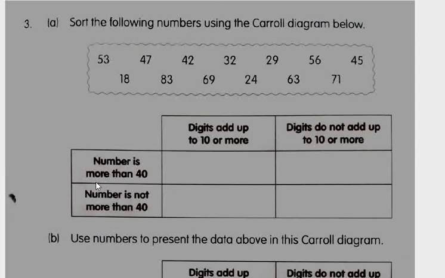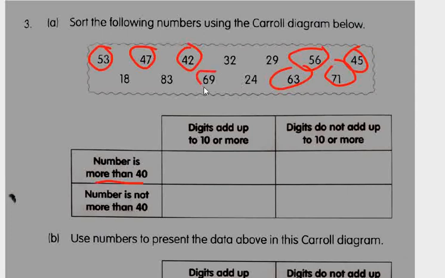So, the numbers that are more than 40. What are the numbers more than 40? This one, right? Now more than 40, this one. Let's mark all the numbers that are more than 40. This one, no. And this one, more. This one is less, so do not mark it. Okay, then we have done sorting the numbers that are more than 40.